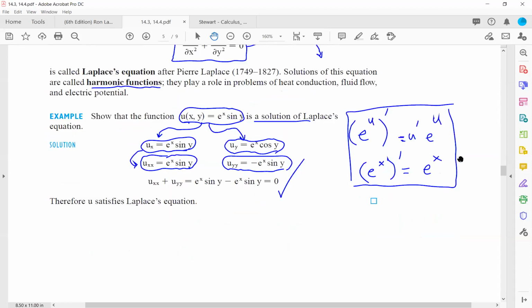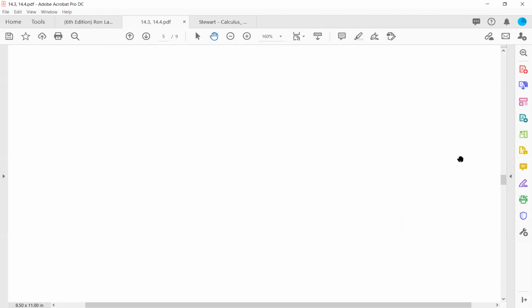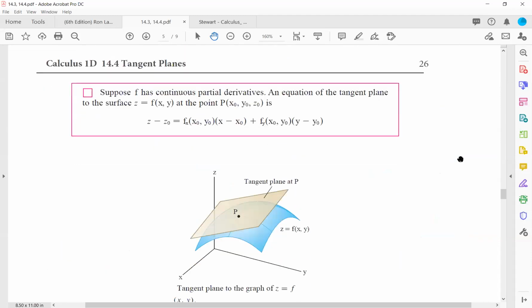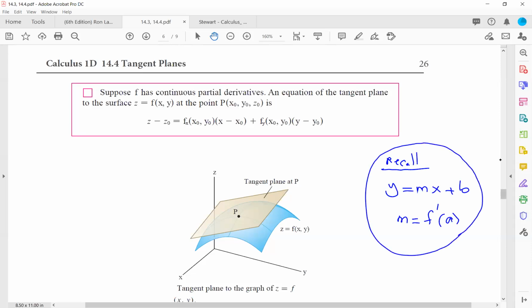Let us move on to equation of tangent plane. Remember that in pre-calculus, in calculus 1a, you learned about a tangent line, y equals mx plus b. So recall, equation of tangent line is y equals mx plus b, and m is the derivative of the function at a given number.